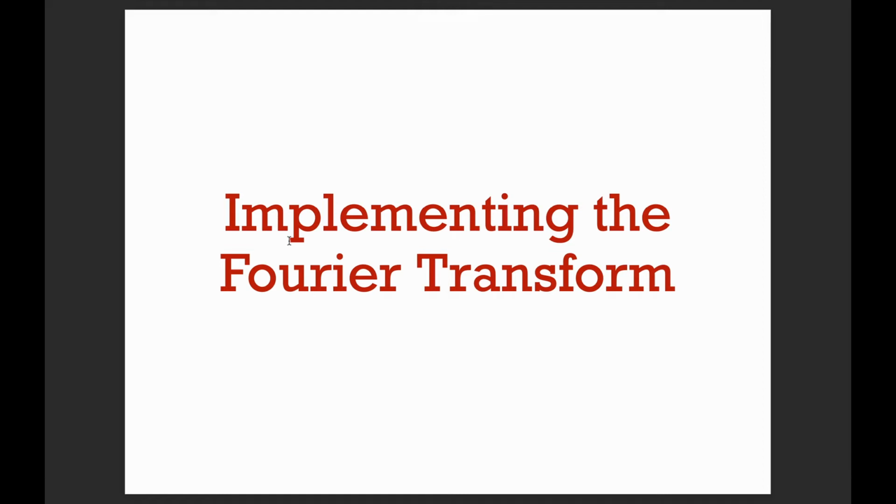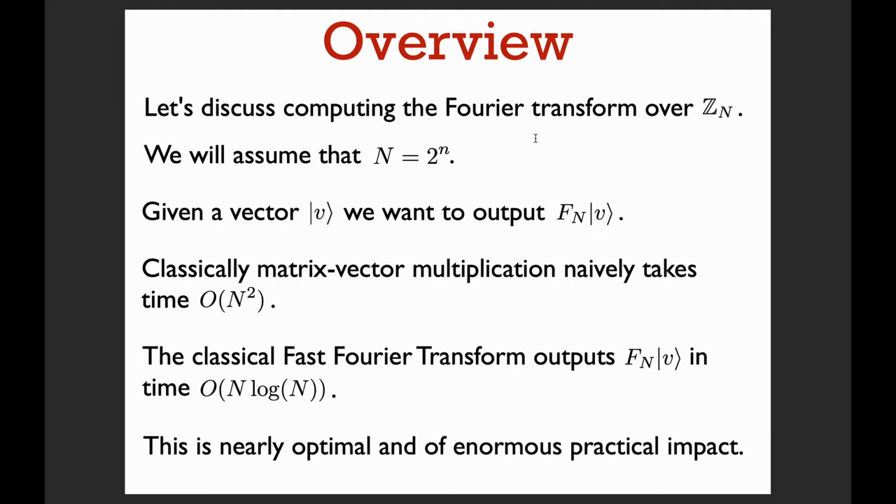In this lecture, we're going to talk about how to implement the Fourier transform over the integers modulo n as a quantum circuit. Okay, so let's first talk about the classical case. We're going to assume that n is a power of 2 here. And what's our problem? We're given some vector v, and we want to output the Fourier transform of v, Fn times v.